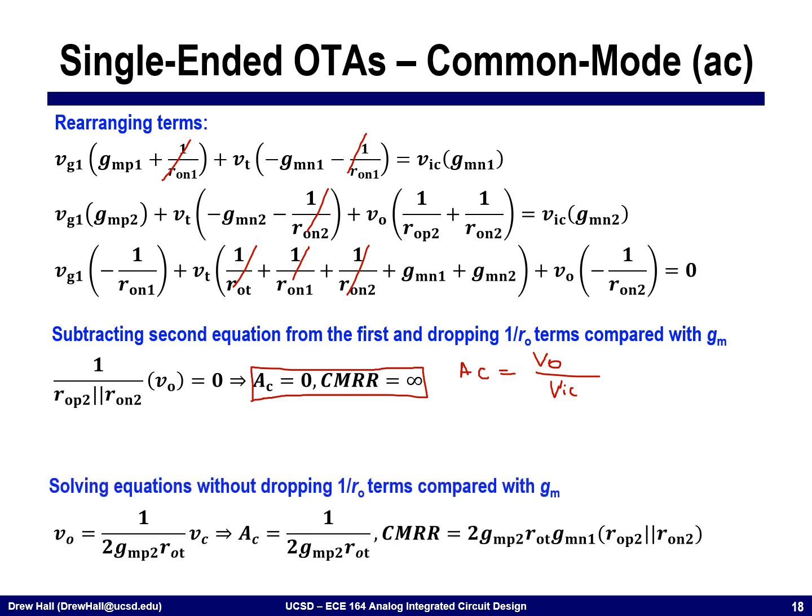Okay. If we don't drop the RO terms relative to GM, we can solve and get an expression where the common mode gain is equal to 1 divided by 2 GMP2 ROT, which gives us a common mode rejection ratio as shown right here. Okay.